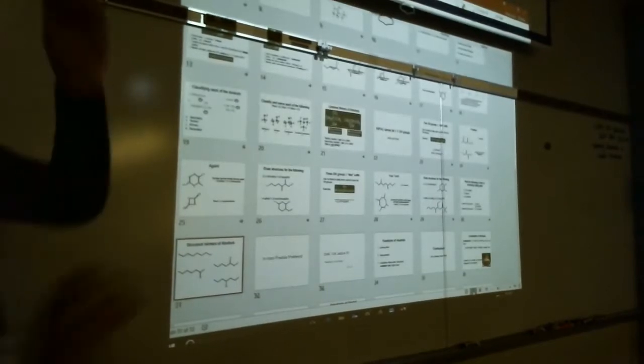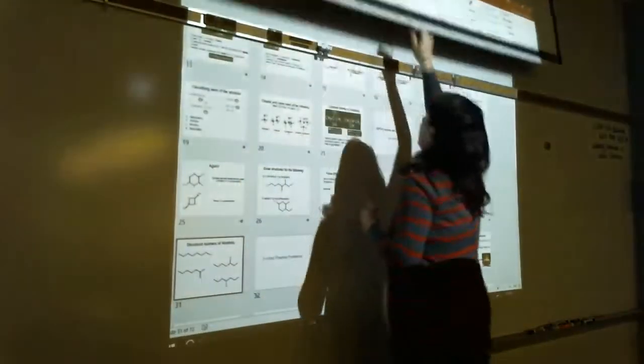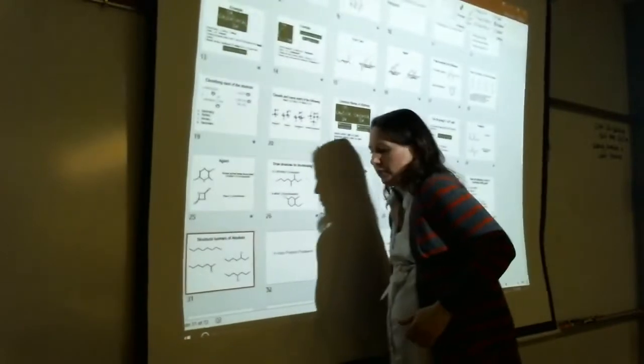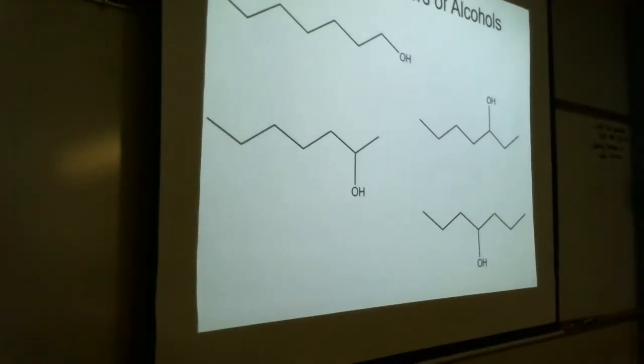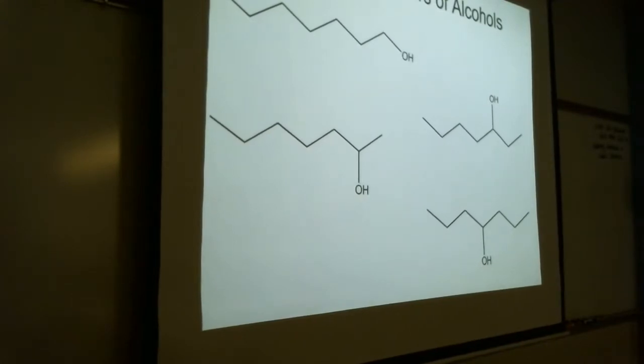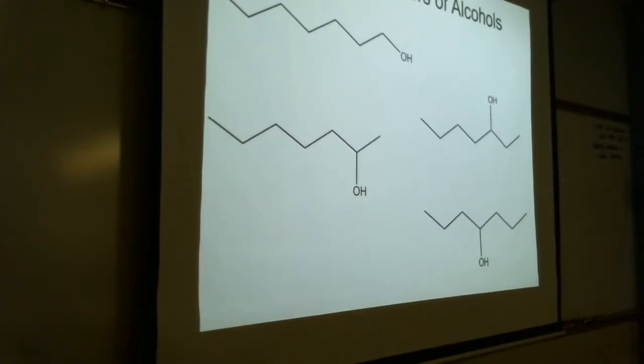Now, these are all structural isomers. Whoops, gotta put the screen back up. This is something you'll see in the enrichment we do this week. These are all structural isomers. You can have structural isomers of alcohols. They'll have the same formula.